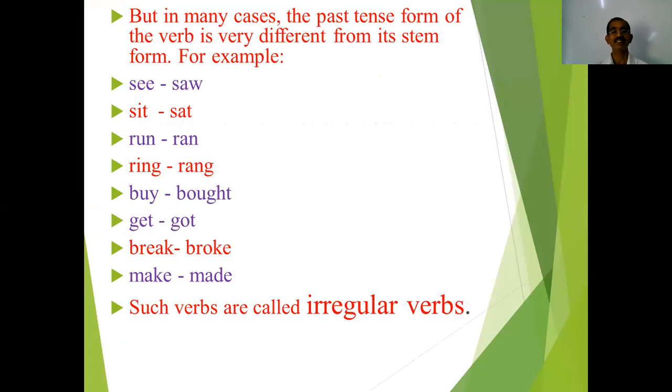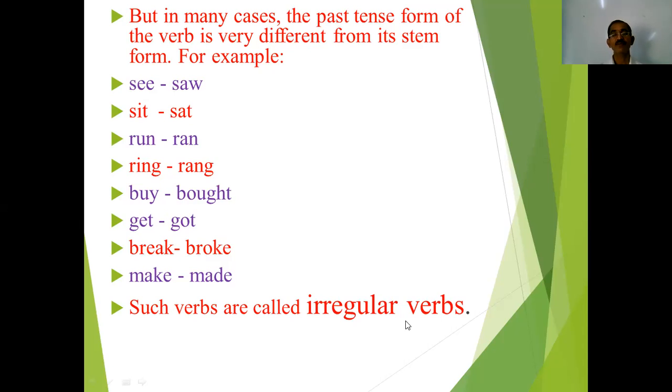But in many cases, the past tense form of the verb is very different from its stem form. If we see the examples here: see, saw; sit, sat; run, ran; ring, rang; buy, bought; get, got; break, broke; make, made. Such verbs are called irregular verbs. Here we come to know the difference between the regular and irregular verbs.